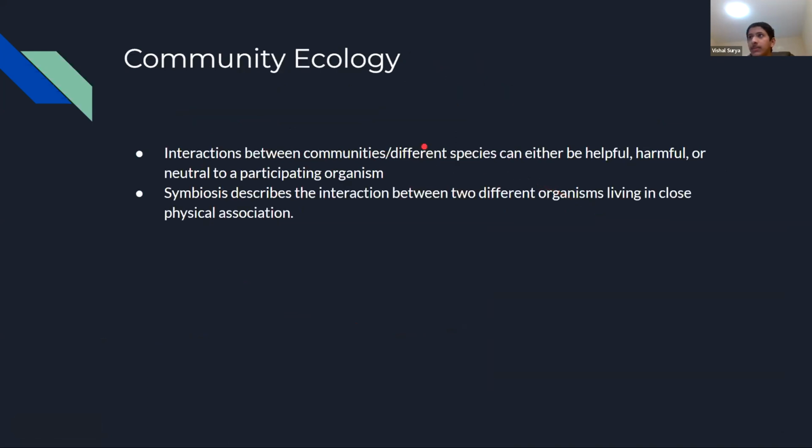So next we'll talk about community ecology. Community ecology describes the interactions between communities and different species, and it can either be helpful, harmful, or neutral to a participating organism. Another key term to know is symbiosis. It describes the interaction between two different organisms living in close physical association. It's key: symbiosis isn't just one organism helping another. They have to live in close and physical association with each other.